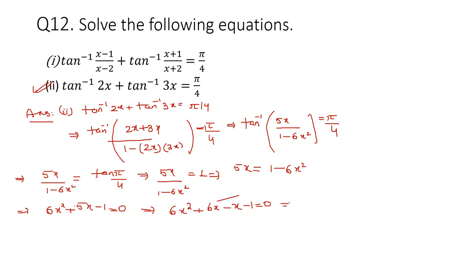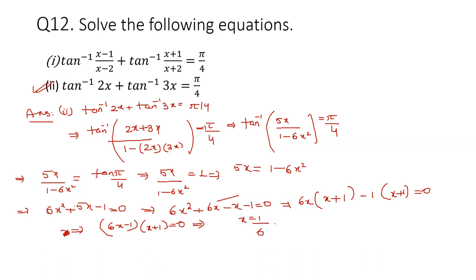Take 6x common: 6x (x plus 1) minus 1 (x plus 1) is equal to 0. So here we will get (6x minus 1) and (x plus 1) is equal to 0. So from this we will get x is equal to 1 by 6 and x is equal to minus 1. Okay, so please check what the mistake you have done.